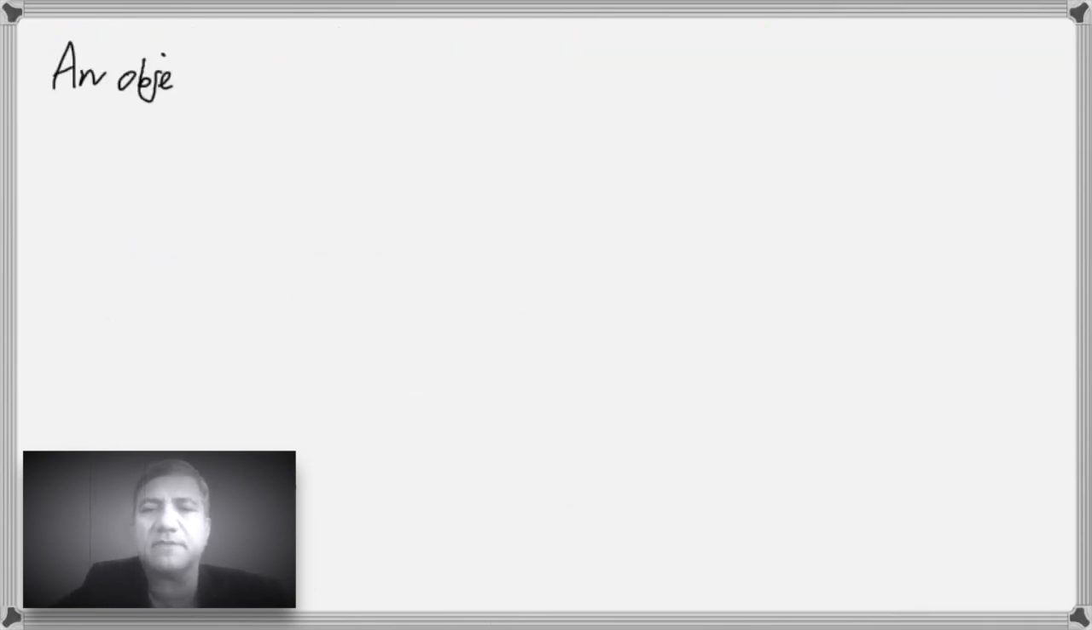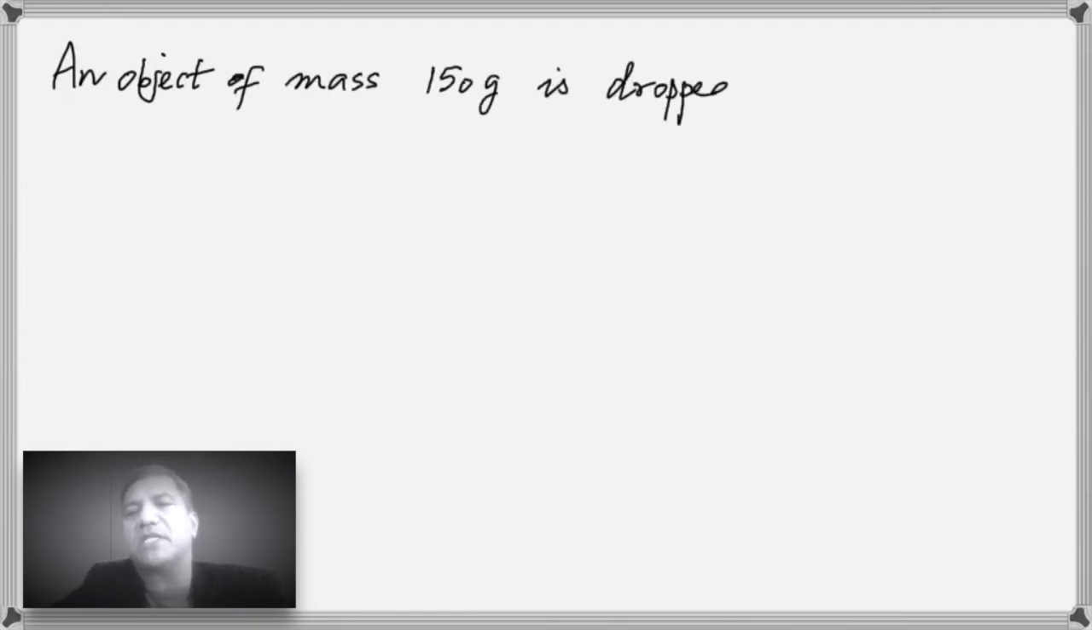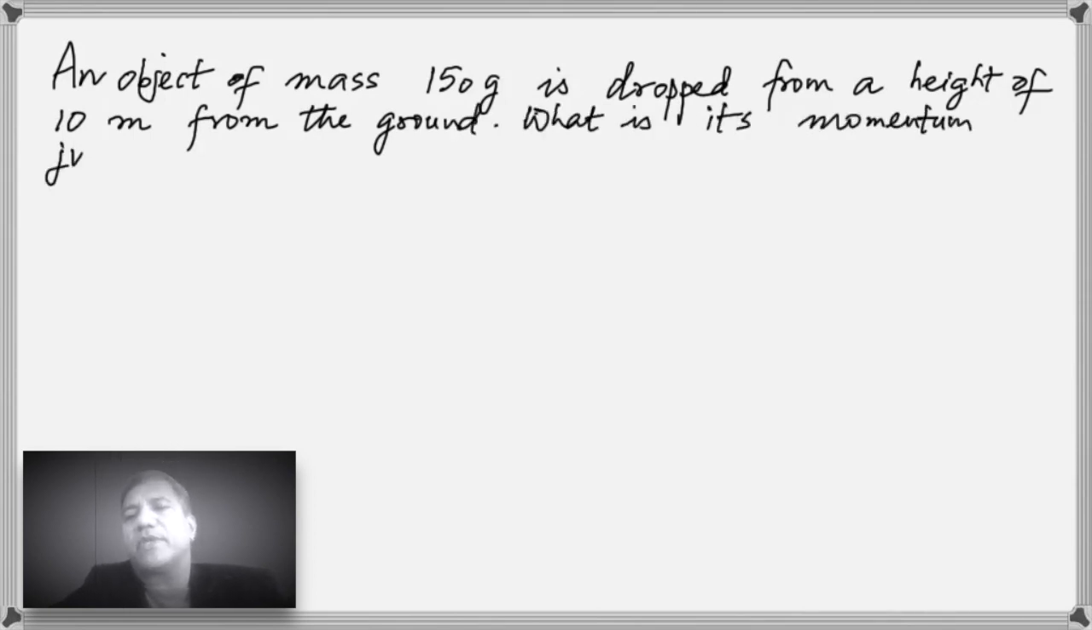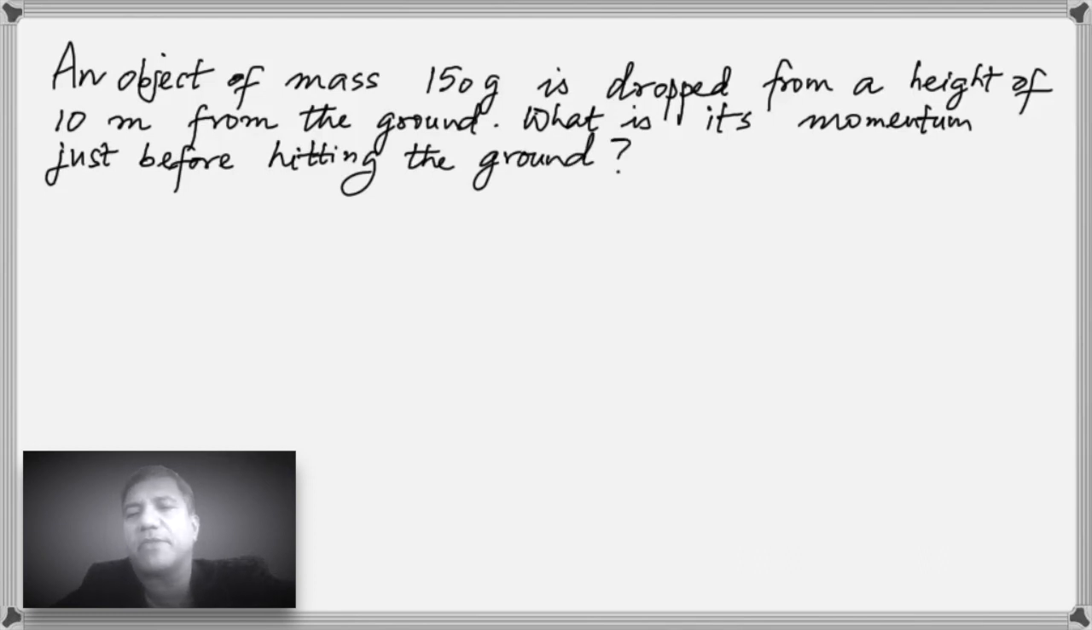Here is the next question. An object of mass 150 gram is dropped from a height of 10 meters from the ground. So what is its momentum just before it hits the ground? So an object is dropped from a height, and the mass of the object is 150 gram, and it's dropped from a height of 10 meters from the ground. What is its momentum just before hitting the ground? Now, momentum is what? Momentum is mass times velocity.